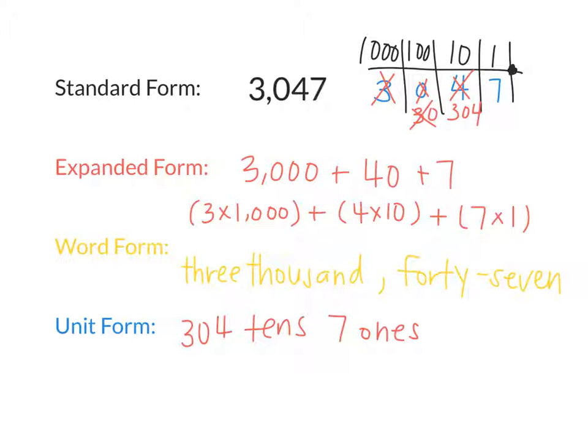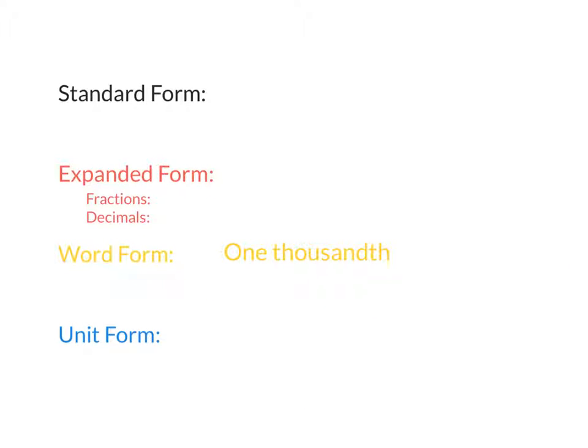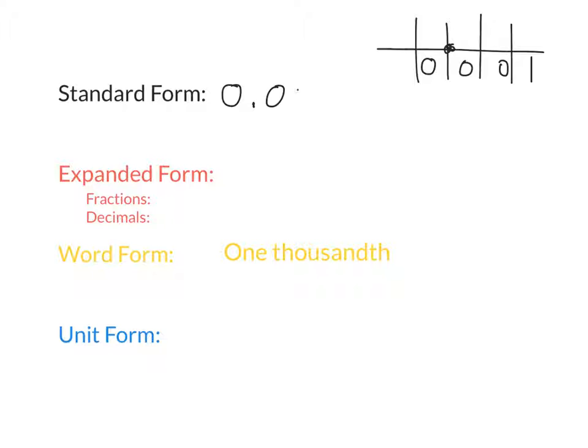I could also say it's 30 hundreds and 47 ones. Does that make sense? So for unit form, there's never just one right answer. There's several answers depending on how you want to group the units. Well, we know that on the place value chart, the thousands place is this one, right? So in standard form, 1 thousandth could be written like this, 0.001.